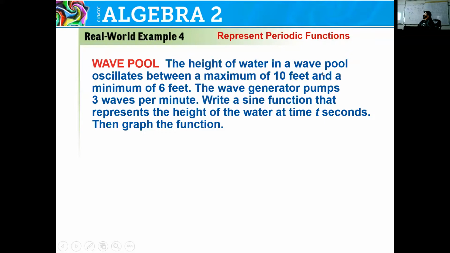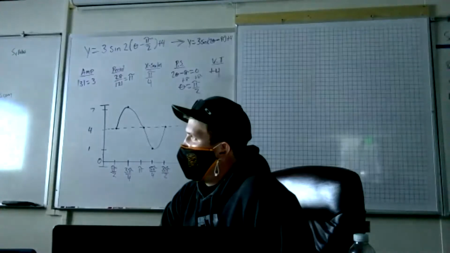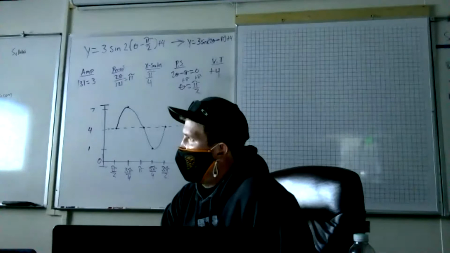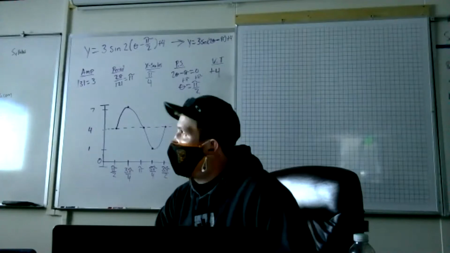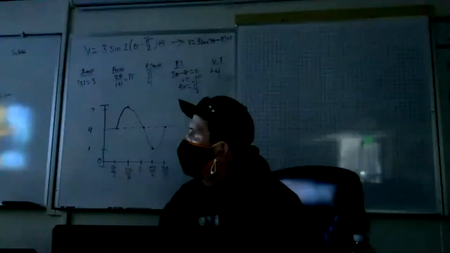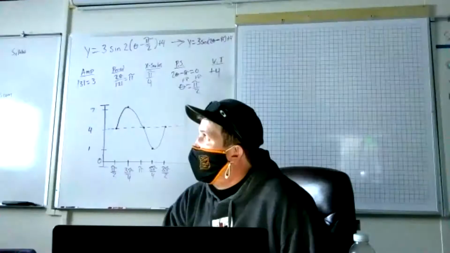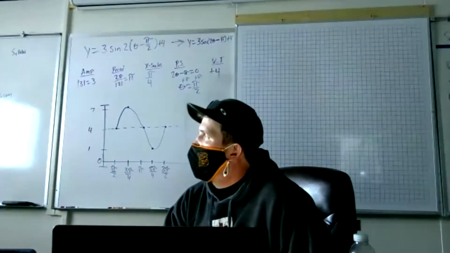Okay. So the height of the water in a wave pool oscillates between, we're not going to do that one. Because I didn't do that. We're going to do a tangent one. I'm going to find it from your homework. Let me get through all this. Go to Seesaw. Thought I had it open. I don't.